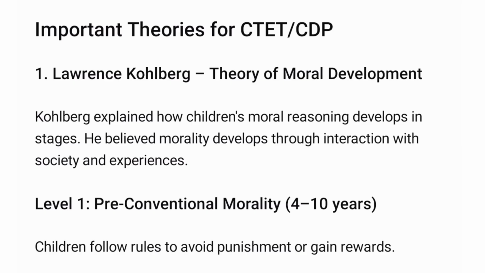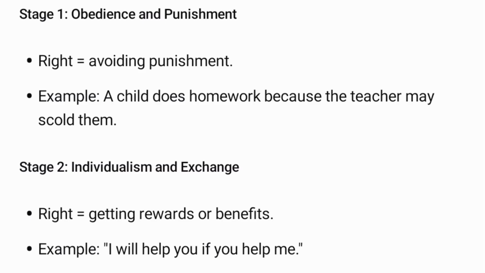Level 1, pre-conventional morality, 4 to 10 years. Children follow rules to avoid punishment or gain rewards. In this level, we have 2 stages: stage 1, obedience and punishment, and stage 2, individualism and exchange. In obedience and punishment, right is equal to avoiding punishment. Example: a child does homework because the teacher may scold them. In stage 2, individualism and exchange, right is equal to getting reward or benefit. Example: I will help you if you help me.